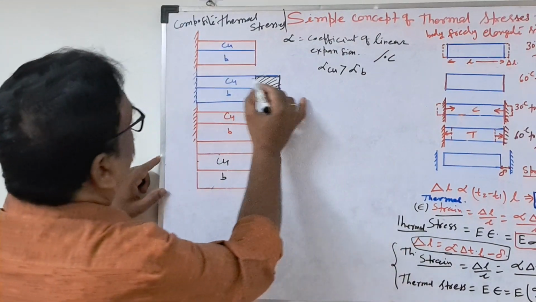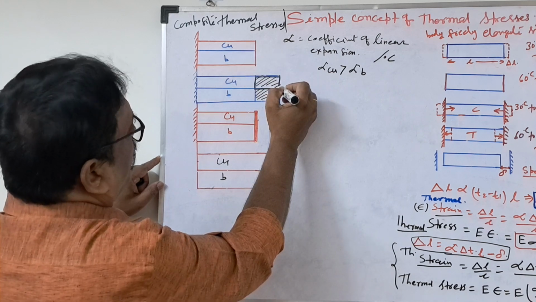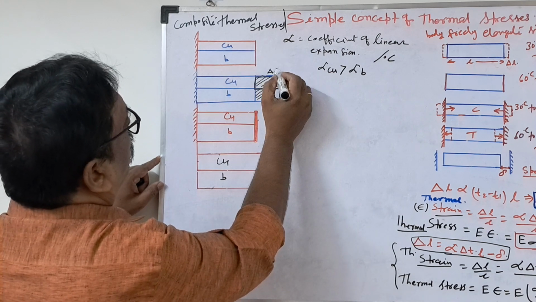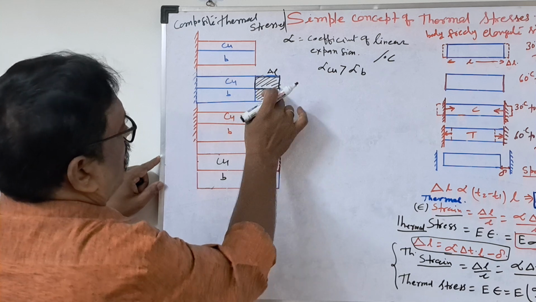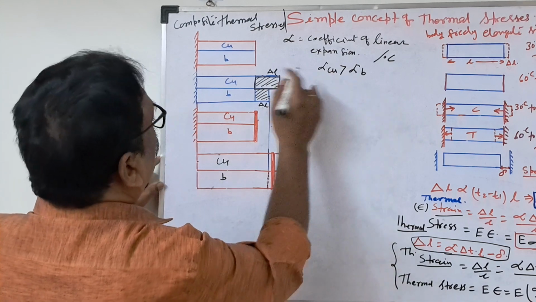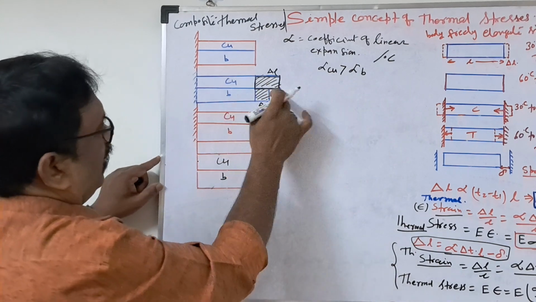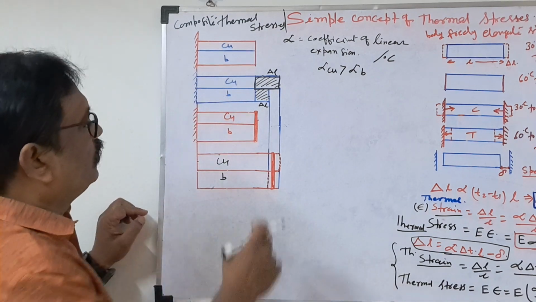So what is there here? See, two bars are there. Now the copper bar elongates up to this delta L and this one elongates up to this much. So what I am showing here is that elongation will be more in the copper bar and less in comparison to the copper bar. So these are the elongations.